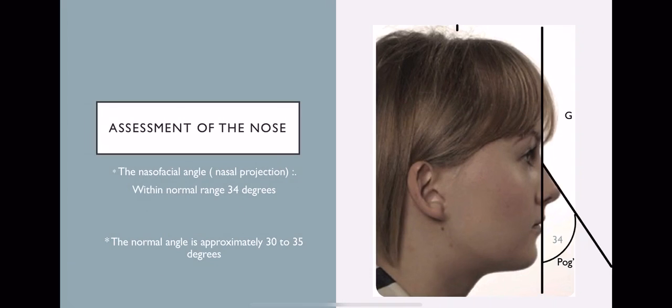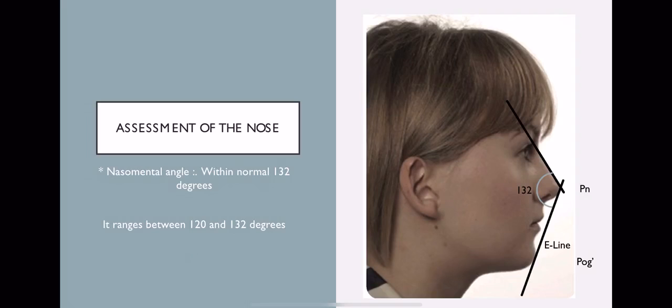The assessment of the nose, we have different angles which indicate for aesthetic purposes. First of all, the nasofacial angle, it is considered as normal because it is 34 degrees. The nasomental angle is within normal range because it is 132.